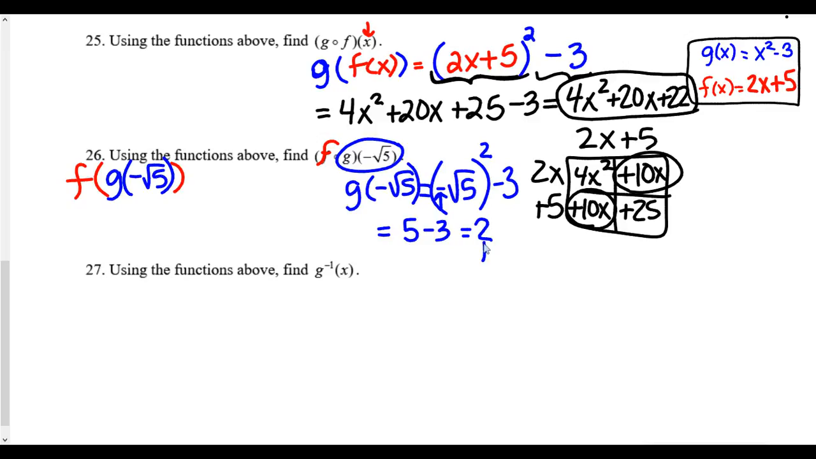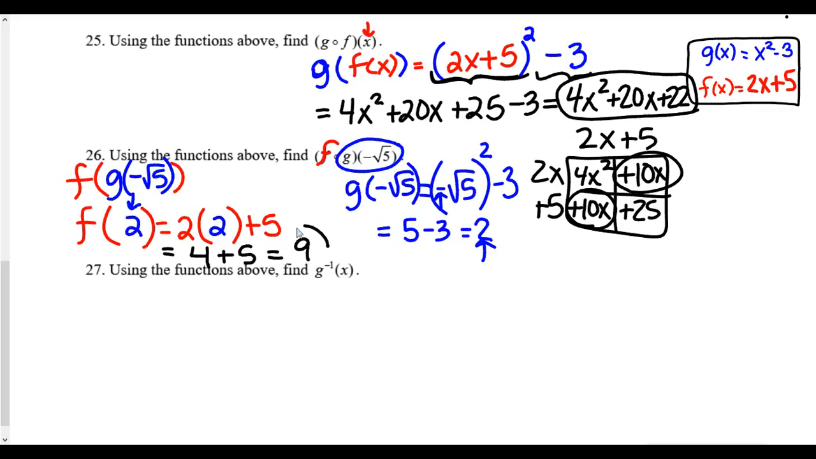So this is not the answer to the problem, but it's an answer I need to solve the problem. G of negative square root of 5 was 2. That is what I'm now going to plug into f. F was 2 times x plus 5. But instead of x, I'm plugging 2 in for that. And now I just need to simplify. So I have 2 times 2, which is 4, and 4 plus 5, which is 9, and 9 is my final answer.